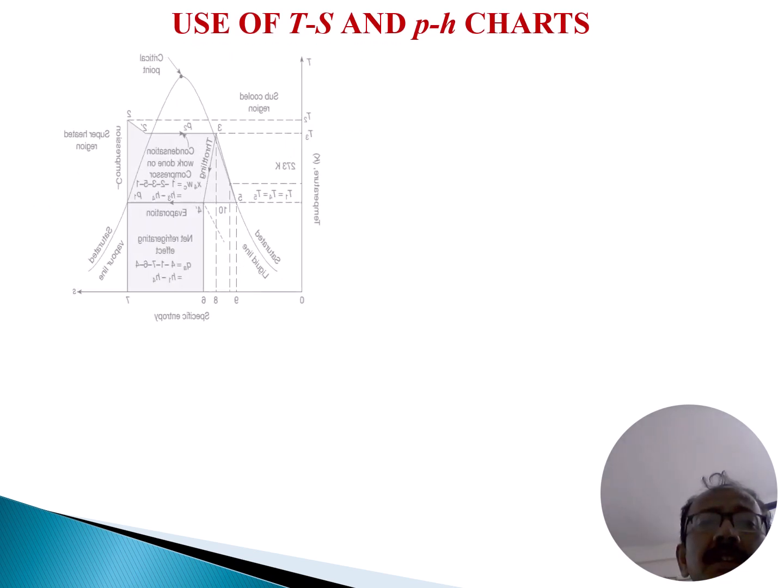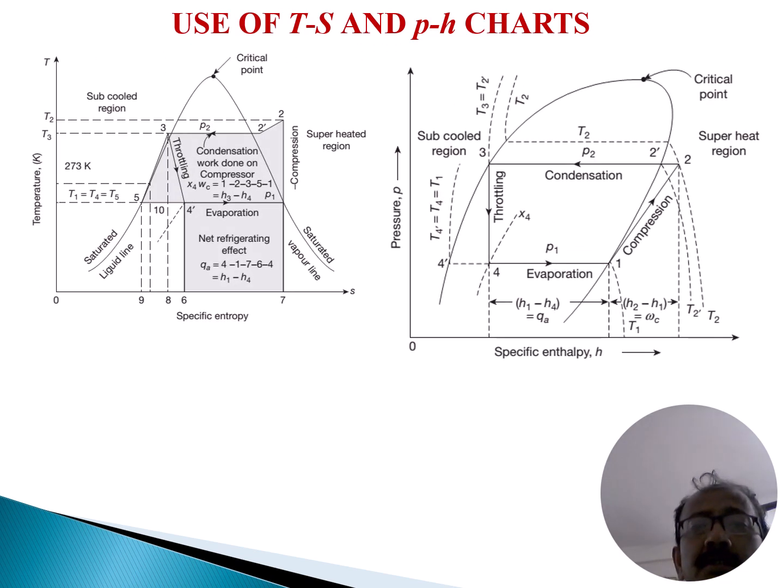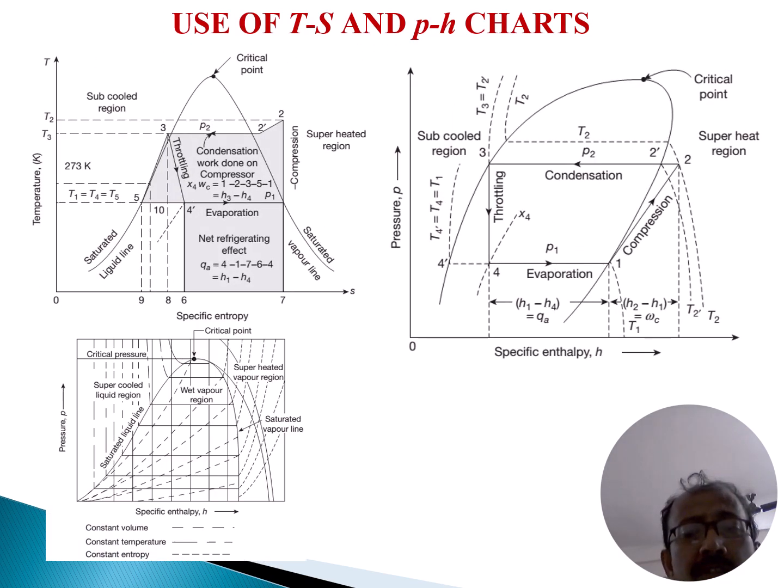Now, use of the T-s and p-h chart. So these are the charts. This is the temperature-entropy chart, this is the pressure-enthalpy chart, and this is also a pressure-enthalpy chart. If you see this zone, this is the superheated zone, and this line is the saturated liquid line, and this is the saturated vapor line.